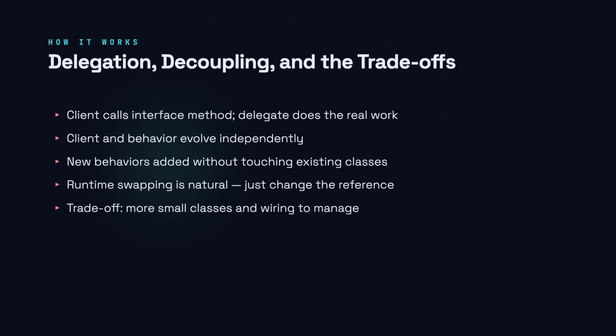Because the client knows only the interface, you can add a new behavior by writing a new class that implements it, and nothing else changes. This is the open-closed principle in action. The honest trade-off is that you end up with more small classes, and you have to wire them together somewhere, usually in a factory or a dependency injection container, rather than letting the compiler handle it through inheritance.